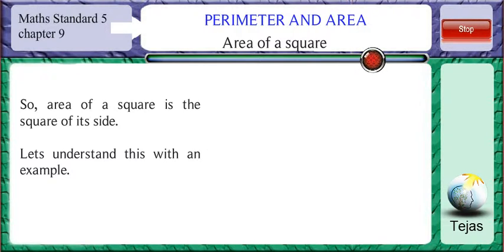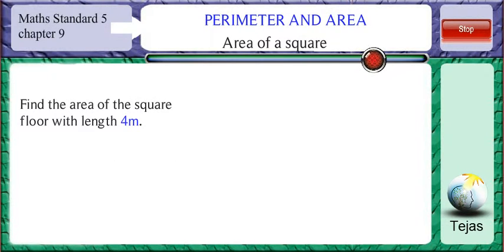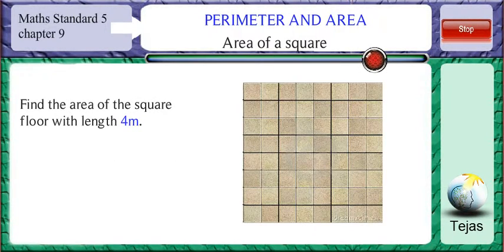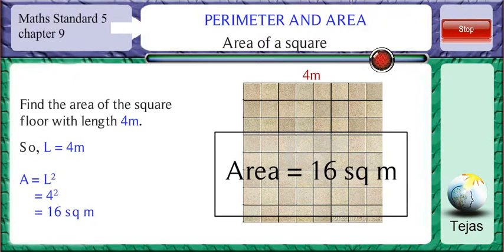Let's understand this with an example. Find the area of a square floor with length 4 meters. So length is equal to 4 meters. Area is equal to length square, which is equal to 4 square. What is 4 square? 4 square is equal to 4 into 4, which is equal to 16 square meters.